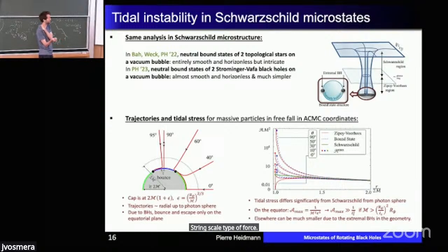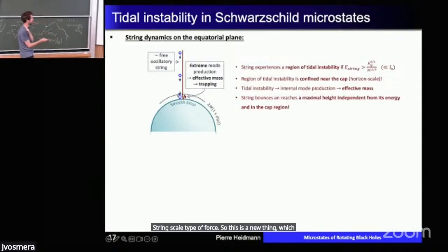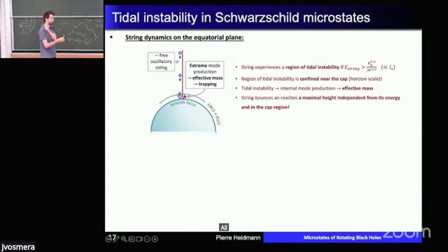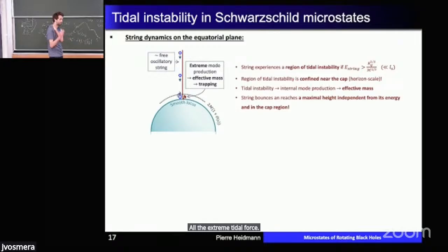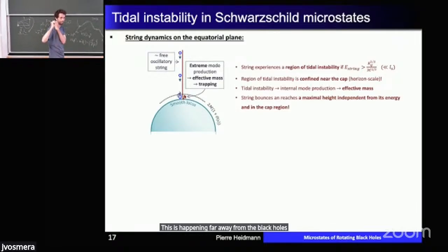So this is a new thing, which will be summarized here. All the extreme tidal force, extreme stuff, is really localized at the cap. Now, this is happening far away from the black holes. You have a black hole at the North Pole, you have one at the South Pole.